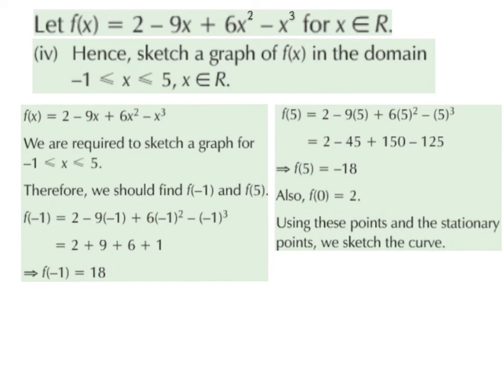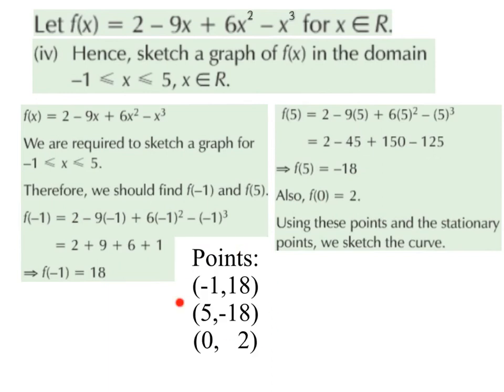So we subbed in minus 1 as our x value and got 18. So one coordinate is going to be minus 1, 18. We subbed in 5 and got minus 18. So one coordinate will be 5, minus 18. And we subbed in 0 and got 2. So our other point will be 0, 2. So again, these are the 3 points that we have just worked out.